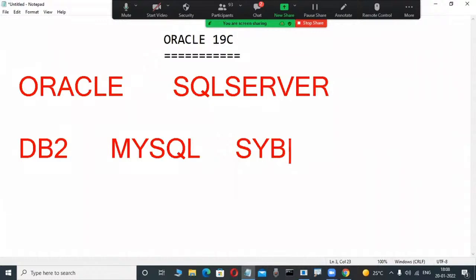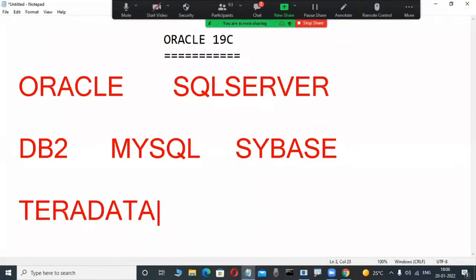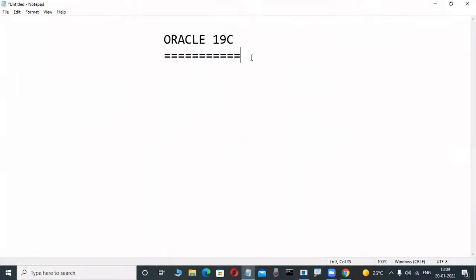Again, Sybase is a database product from Ingres Corporation. Again, Teradata. Maybe many fellows, data warehousing application programmers, have an idea. Teradata is a database product from NCR Corporation. SQLite is a database product. Like this, so many database products are there from different companies. That's why Oracle is always one of the popular database products. Okay, fine.